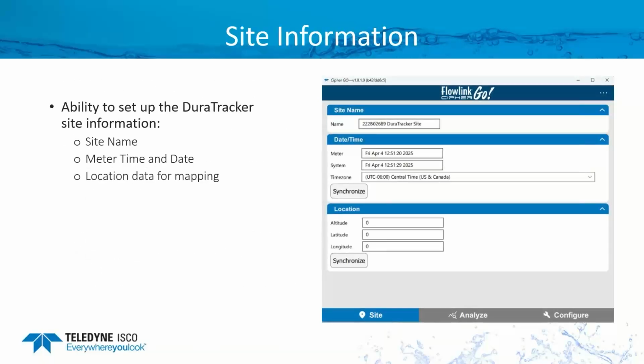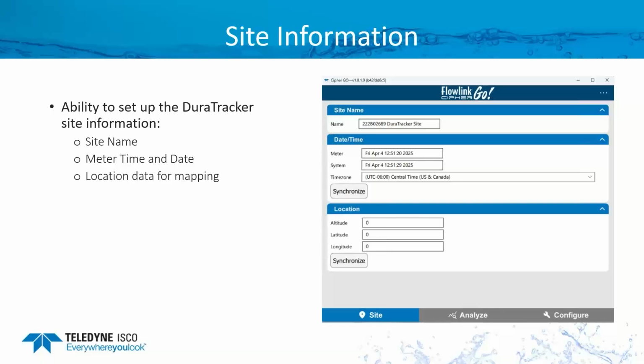When you very first connect to Flowlink Cipher GO, you're going to get a screen that comes up and it's going to talk about everything in the meter as far as its information, like site name. You can sync the time and date via the synchronize button. That's going to actually be tied to what your laptop's set for. So just like Flowlink, you'll have the system time, you hit the synchronize, and it'll match those up. And of course, you can pick your time zone.